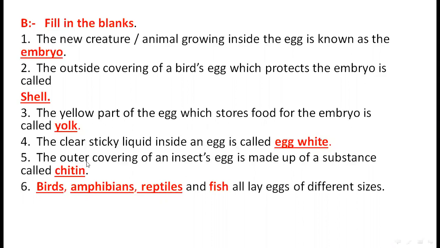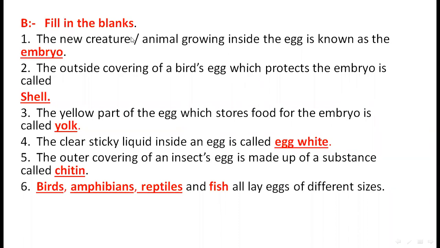Number five, the outer covering of an insect's egg is made up of a substance called chitin.